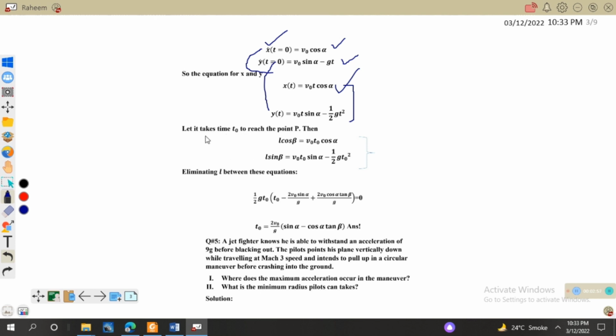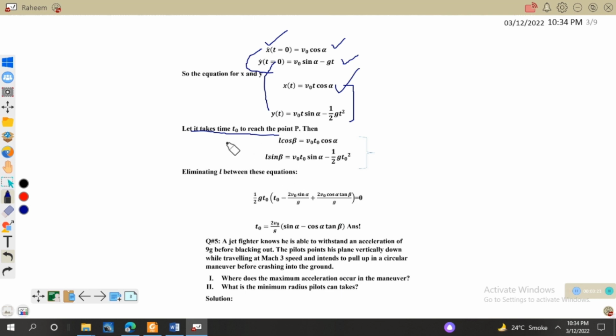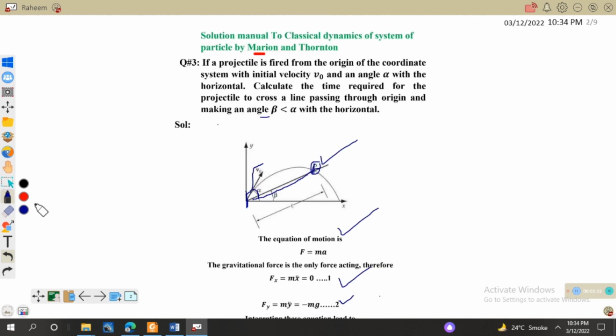Let us consider that it takes time t naught to reach the point P. We are actually finding the time from the starting point to the point P. So let it take time t from the origin to P. Let the length of the inclination be L, and if I erase this, I will be able to draw lines on this diagram.